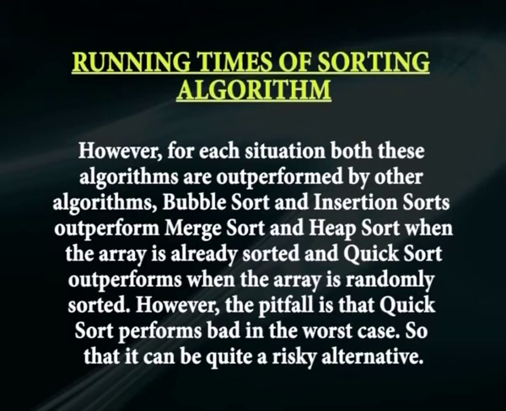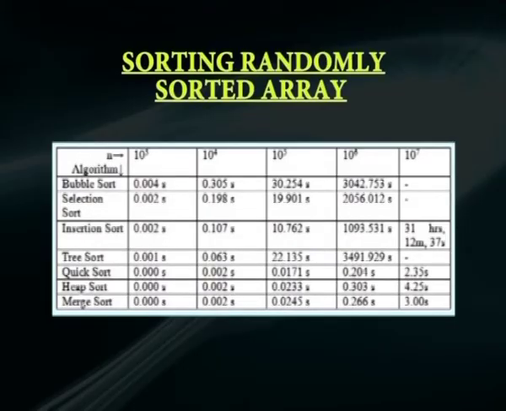However, the pitfall is that quick sort performs badly in the worst case, so that it can be quite a risky alternative. We conducted experiments to compare the performance of these commonly used algorithms. Random sets of integers of various sizes were used in the experiments. For each algorithm, its running time is shown in seconds up to 3 decimal places. As can be seen, for smaller data sets containing up to 10,000 items, there is not much significant difference in the running times, as all the algorithms take less than 1 second to sort the numbers.